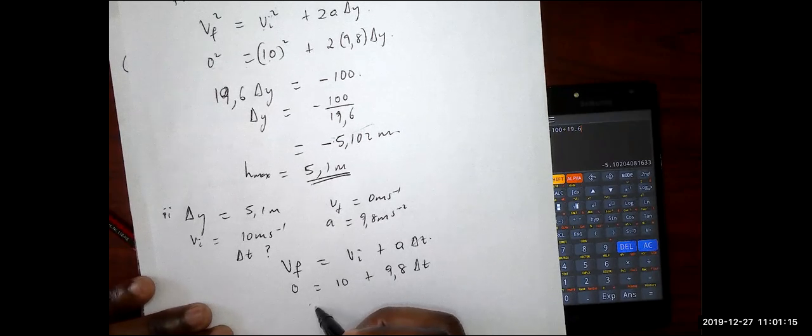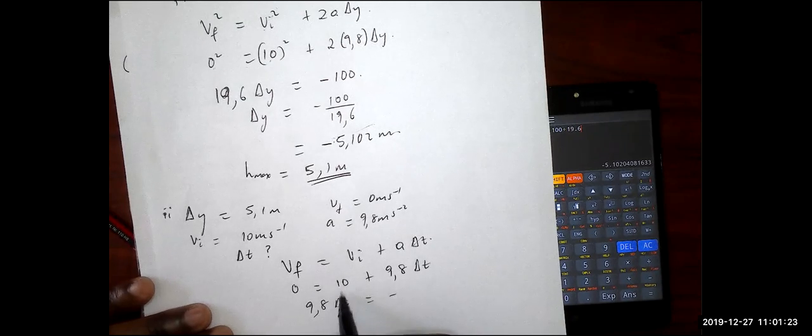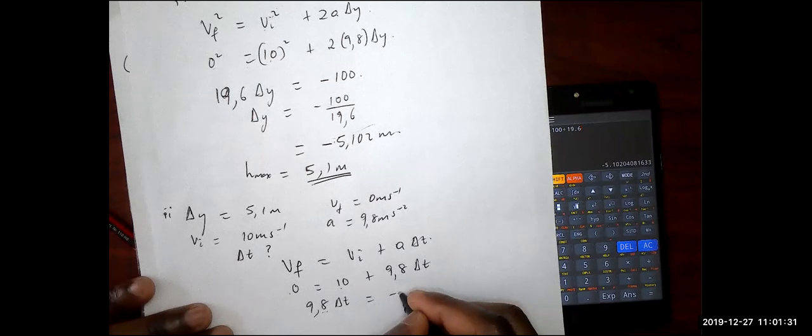So it's going to be 9.8 change in time, equals negative. Remember what I just did here? I just moved this one. It's going to be negative. I'm just going to start with whatever we're looking for here, that's why I'm writing it like this. So it's going to be negative 10.